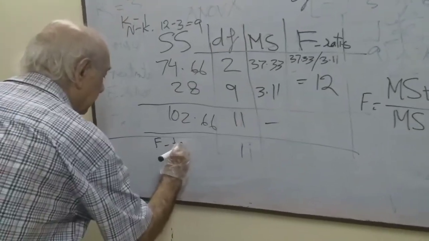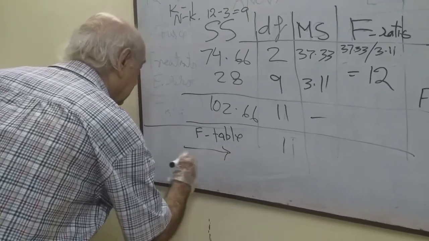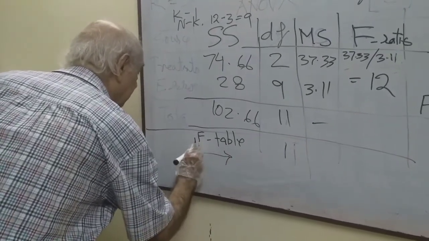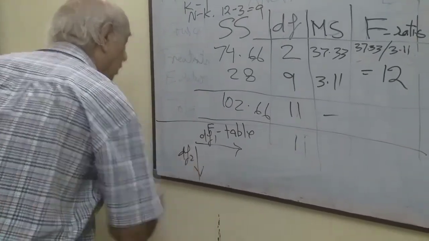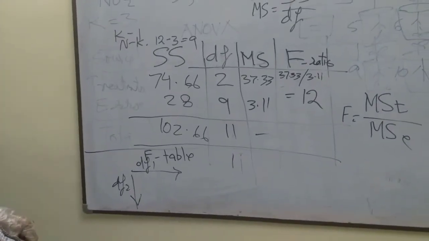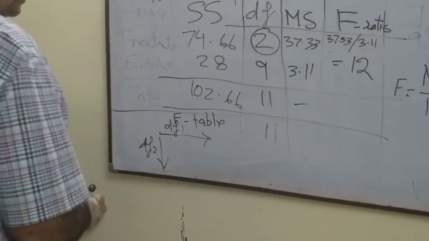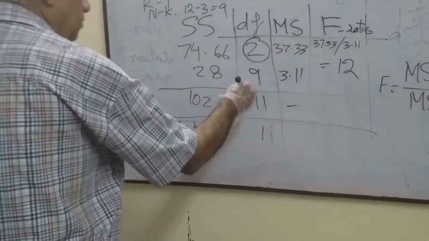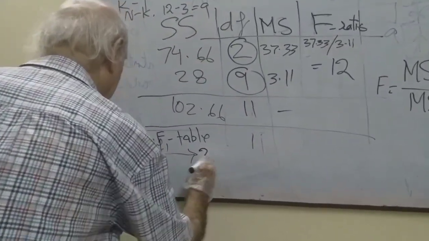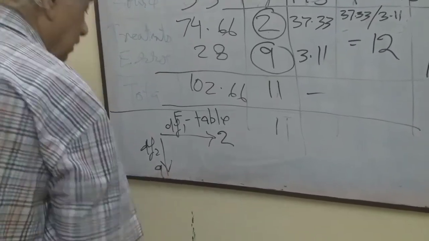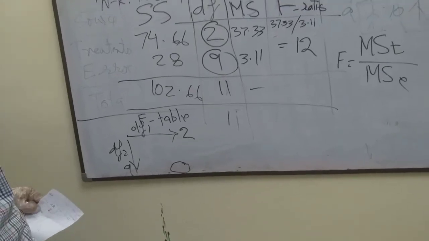There are tables for checking the F value, and in that degrees of freedom is given in 2 directions. df1, which is for treatment, and df2, which is for error. Degrees of freedom 1 is for treatment, and df2 is for error. So this is 2 here, this is 9. So 2 against 9, we check the value of F in the F table.